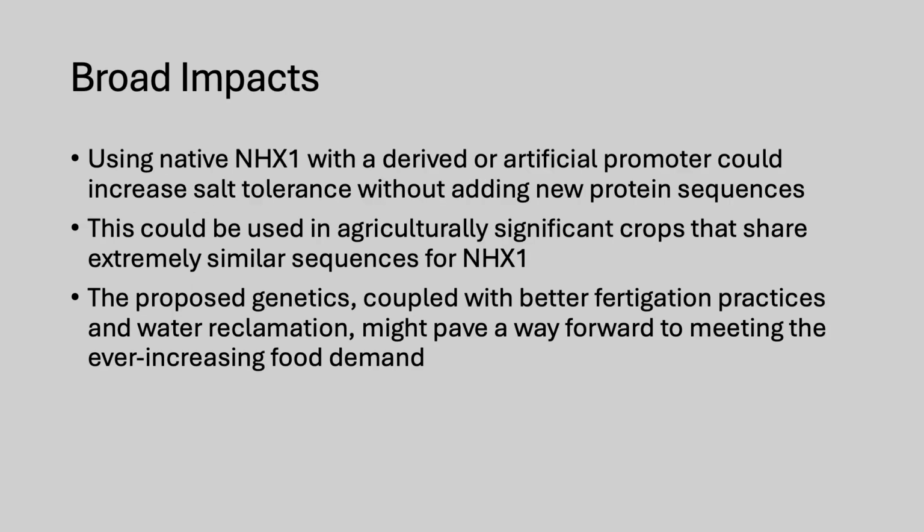Using each plant's native NHX1 gene with a derived or artificial promoter could increase salt tolerance without adding new protein sequences. This process could be used in all agriculturally significant species that have the conserved sequence. The proposed genetic adjustments, along with better and more sustainable farming practices, could play a large role in meeting the ever-increasing food demand and feed the world for generations to come.